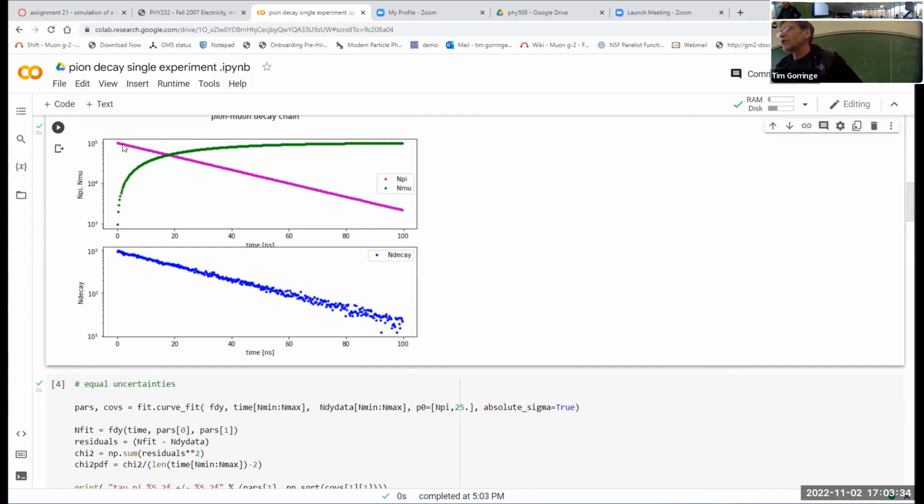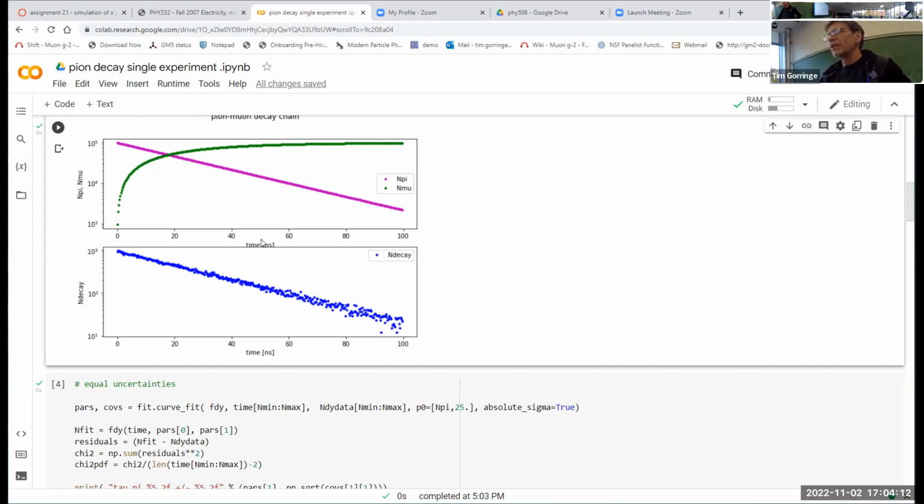In magenta is the number of pions decaying away. In green is the number of muons that are growing. And then downstairs here, sorry, this is the number of decays in each time interval. So this is actually what we would observe in a real experiment with our real detectors. We would measure this decay curve here.